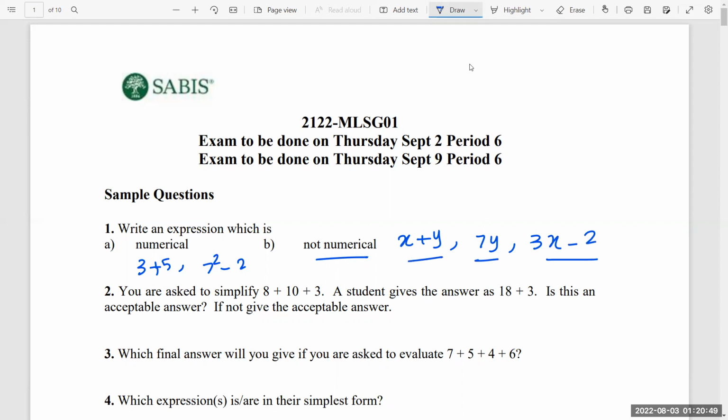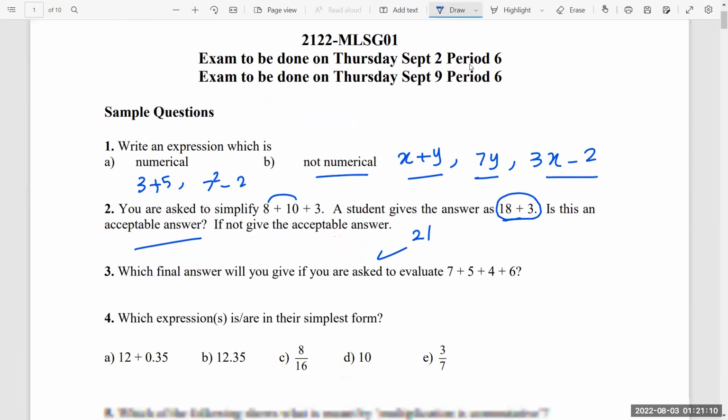Number 2, you are asked to simplify 8 plus 10 plus 3. A student gives the answer of 18 plus 3. Is this an acceptable answer? No, the acceptable answer is not including any operation, plus or minus or multiply or divide. It's not acceptable. The only acceptable answer: 8 plus 10 is 18, plus 3 is 21. This is the acceptable answer.